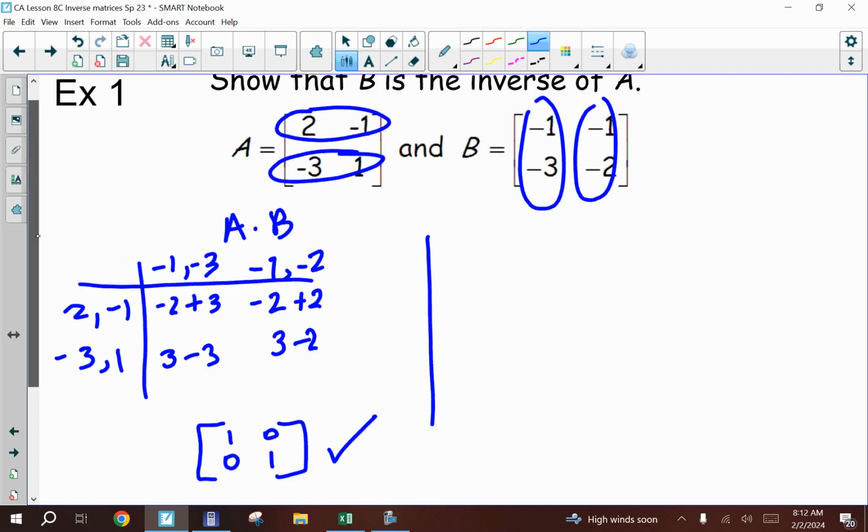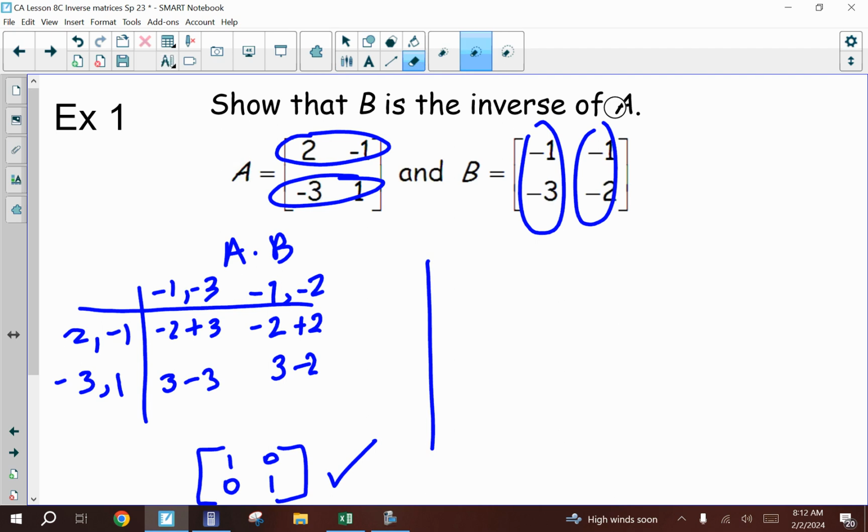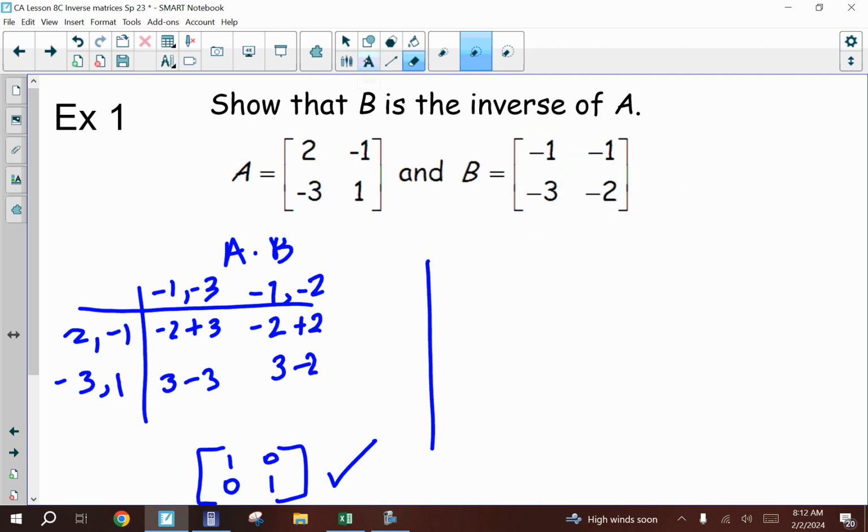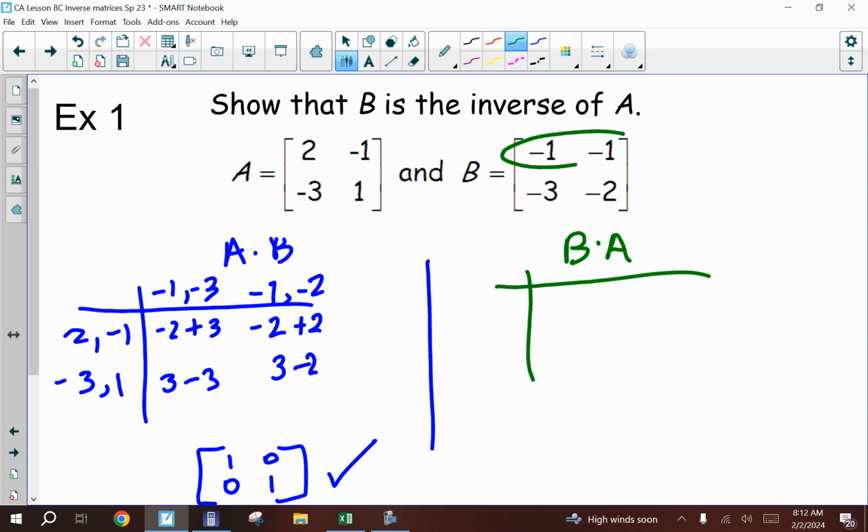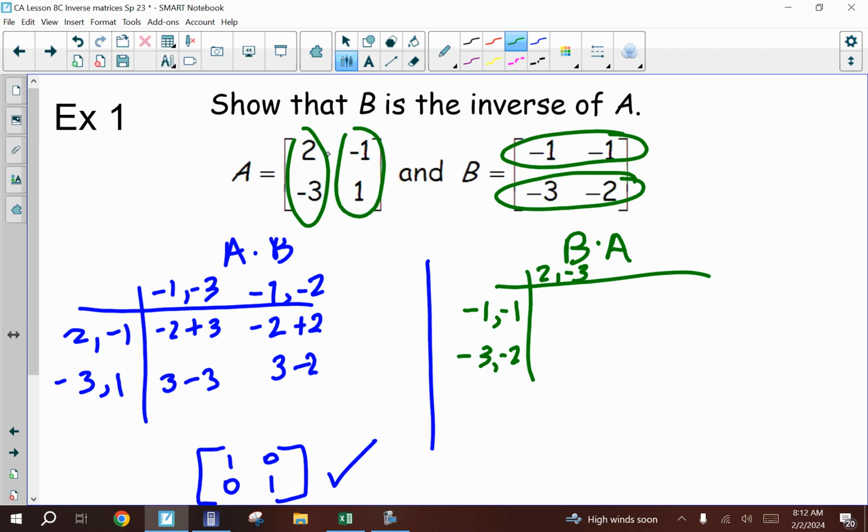So now we have to do it the other way. Now I have to erase my writing up here at the top, because if we're doing B times A, it's done just a little bit different. So since B is first when we make our t-chart, that means that B has to go across. So it's going to be -1, -1, and then -3, -2. Then across the top, A has to be vertical, so we're doing the columns, so it's 2, -3, and then the second one is going to be -1, 1.